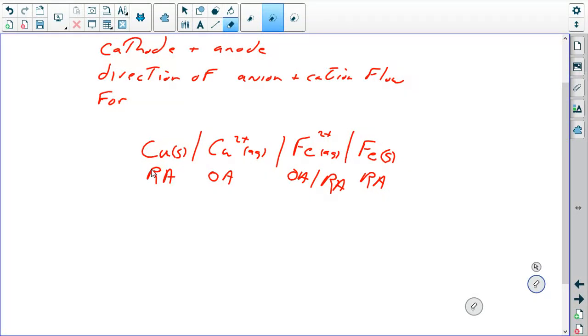Okay. Jamie, which one is the strongest oxidizing agent? The copper ion or the copper solid? Okay, so the copper ion is the strongest oxidizing agent. The strongest reducing agent is the iron solid.